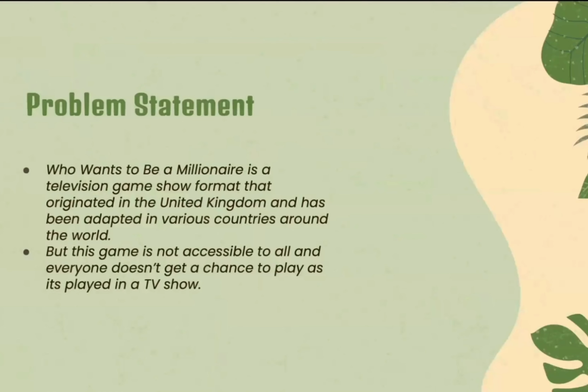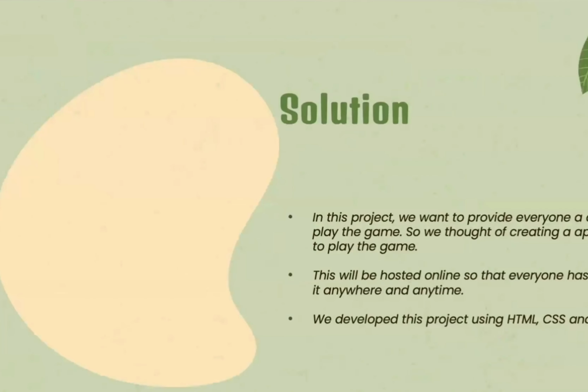The problem statement. Who Wants to Be a Millionaire is a television game show format that originated in the United Kingdom and has been adapted in various countries around the world. But this game is not accessible to all, and everyone doesn't get a chance to play as it is played in the TV show. More than that, if we could design the game, if we could host the game, we wanted to add a few more modifications, and this was a good opportunity to display that. We are going to play with the colors and the format of the show, which will make it even more enjoyable. And that is our solution.